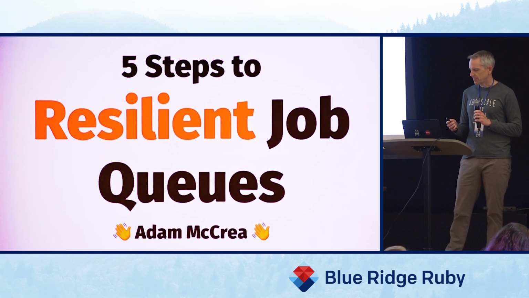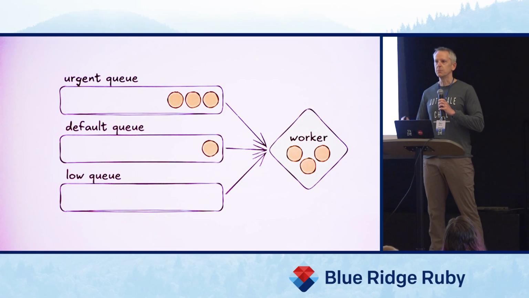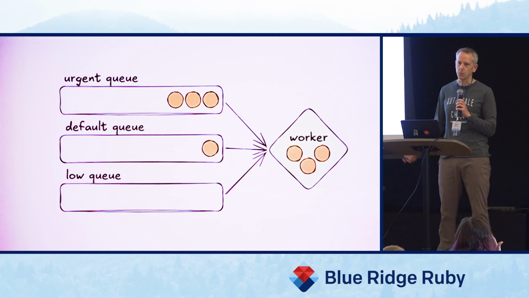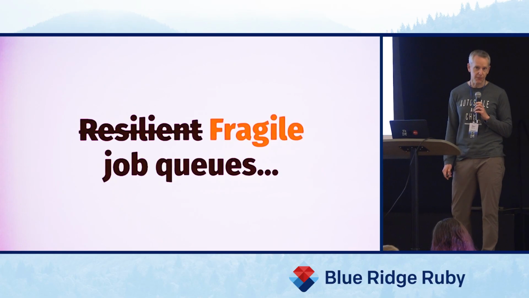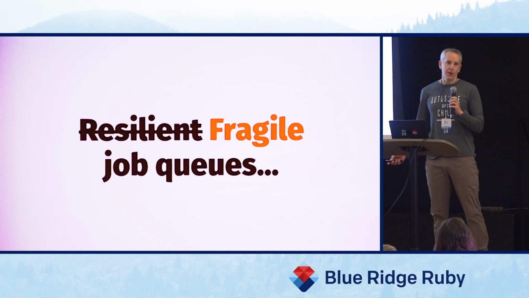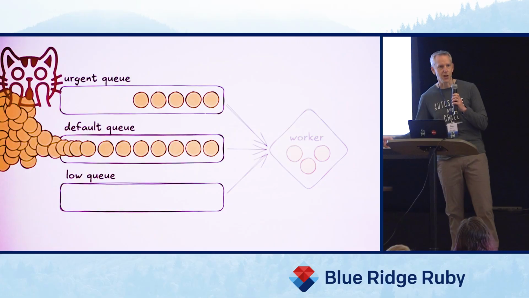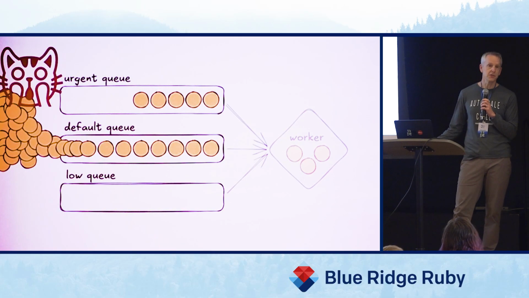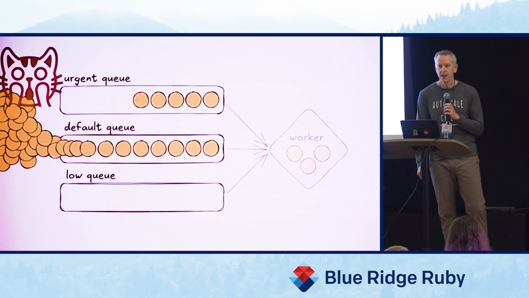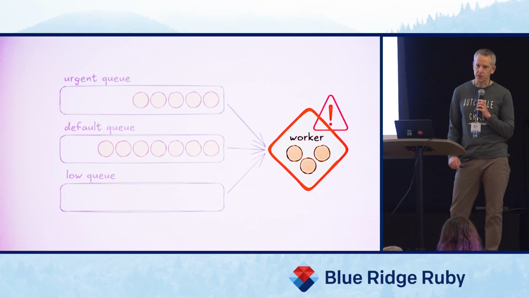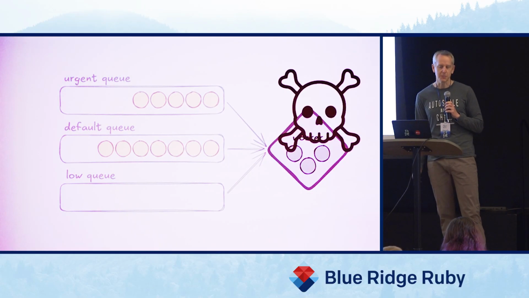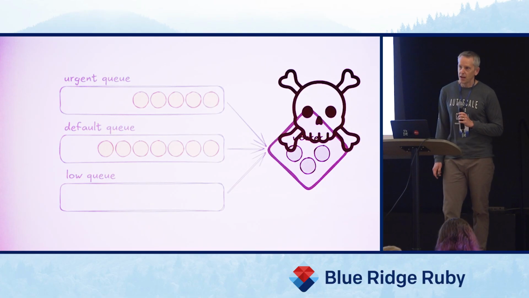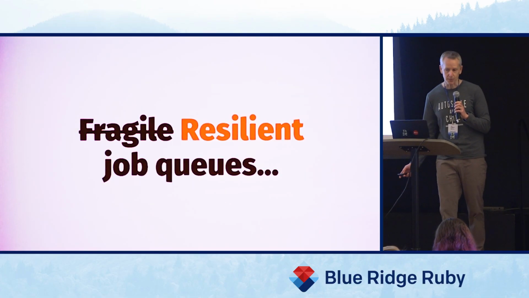Because I think most of us in this room work with job queues and worker processes in some way, and I'll bet many of us are familiar with fragile job queues. Perhaps you've experienced job queues backing up with hundreds or thousands or hundreds of thousands of jobs. Maybe worker processes screaming at you that they're running out of memory, or maybe worker processes that are unresponsive and crashing.